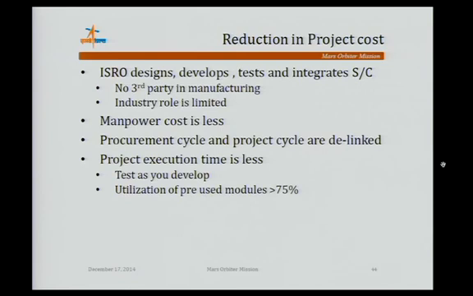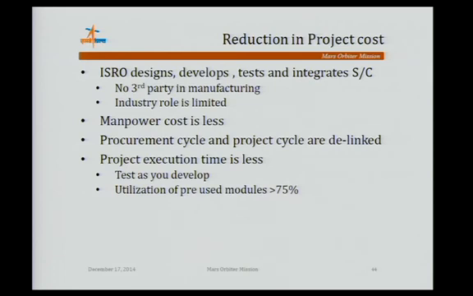On cost reduction, I will talk about certain things. Basically, ISRO designs, develops, tests and integrates. That means ISRO itself does all the required work. It doesn't involve third parties for manufacturing. Industry involvement is limited, meaning we utilize industry support only for testing and other things. That way, we reduced the basic cost. Manpower cost is also less compared to other countries. Procurement cycle and project cycle are de-linked. That means there is nothing procured specifically for the project. Everything is procured as a part of the procurement cycle and used in this project. That is the reason long procurement durations are not there. Project execution time is less. That is, test as you develop.